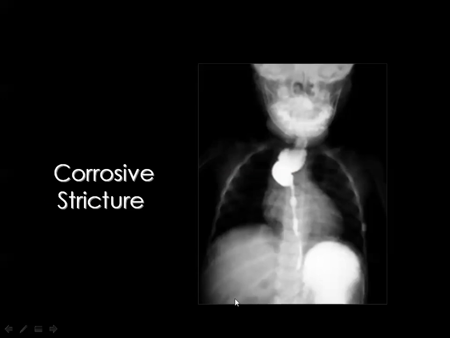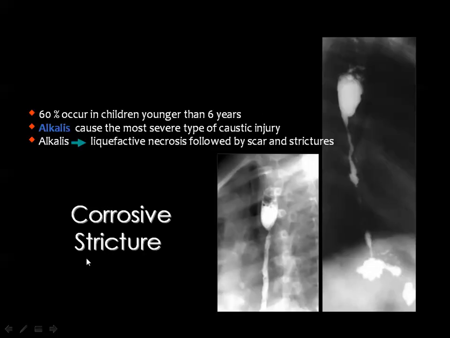Then you see in this child, there is a very long segment of esophageal narrowing, usually starts at the level of the arch of the aorta and extends down to affect the whole esophagus. The proximal segment of the esophagus is usually dilated because of the resistance of flow through the strictured segment. And these are two different examples of corrosive stricture of the esophagus: proximal dilatation, long segment of smooth esophageal narrowing.